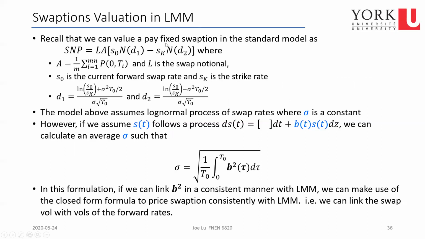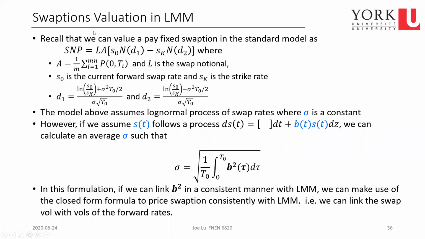Well, basically to recall, if the swap rate would follow a log normal process, we are able to price our swaption like this, right? This is Black's formula. And it is very good because it's a closed form formula, right? But we want something better. So what do we do?